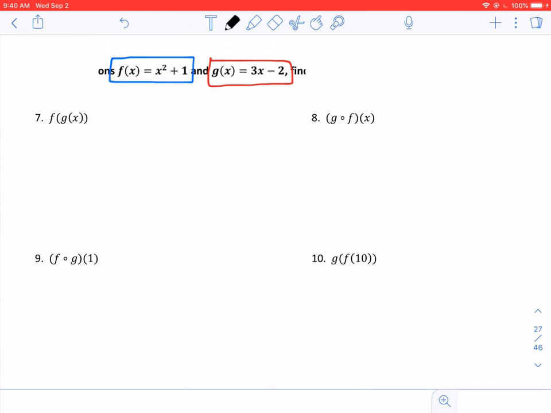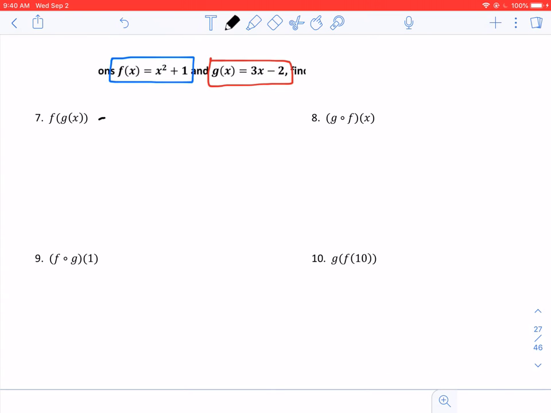So just like earlier, we have our f of x and our g of x. And in example 7, we were asked to find this. This is f of g of x, is how we read this. So how do we find f of g of x? This is really asking us to take the g function and plug it into the f function. That's kind of what's being done here.